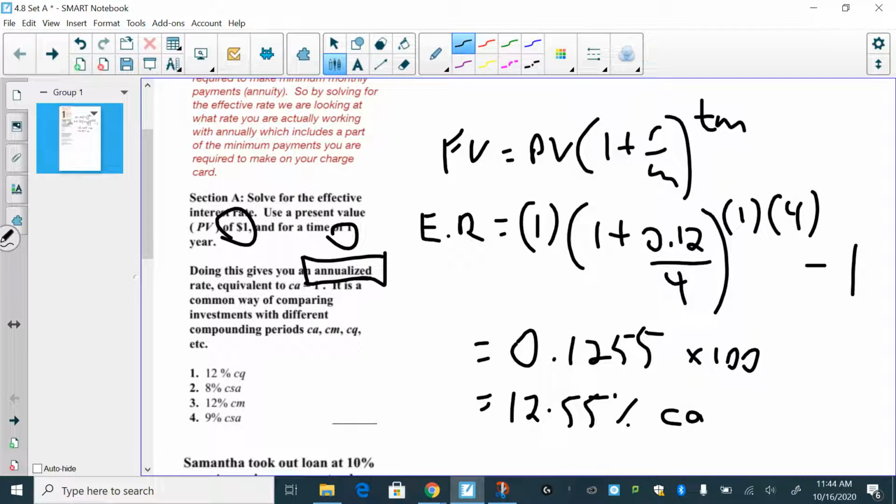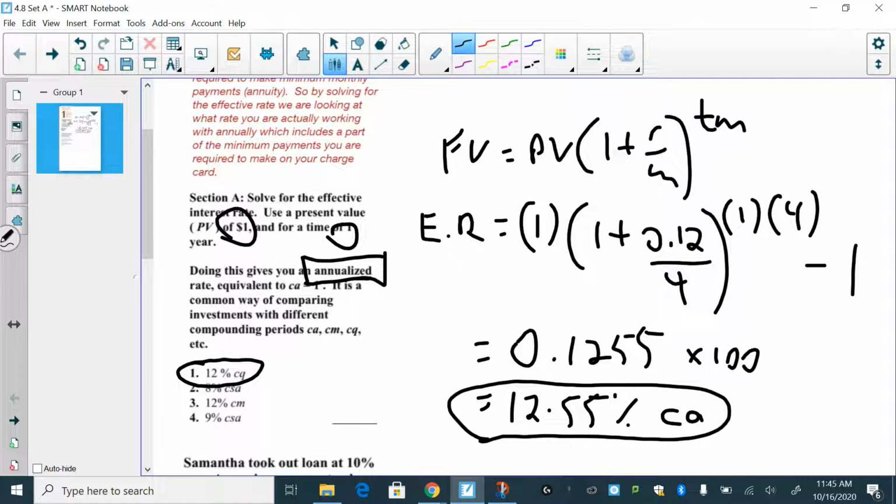Okay, so let's look at what we're talking about here. The credit card company would tell you, well, we're going to charge you 12% compounded quarterly. So it's 12% per year, and then it's compounded quarterly. What you're really paying is 12.55%.